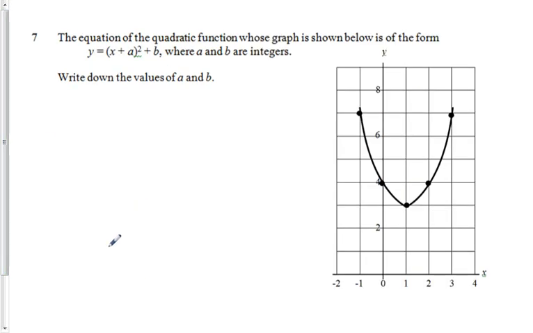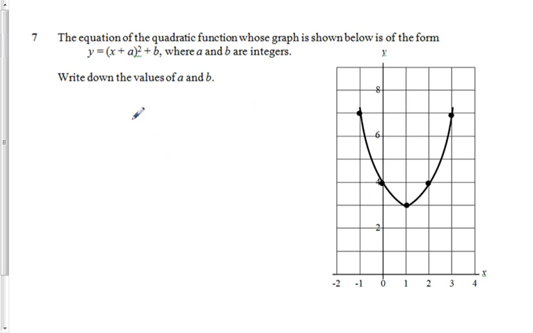Carrying on into question 7, the equation of the quadratic function whose graph is shown below is of the form y equals (x plus a) all squared plus b, where a and b are integers. Write down the values of a and b. Y equals (x plus a) all squared plus b is the completed square form that we looked at back in factorizing expressions and formula. Now, write down the values of a and b.